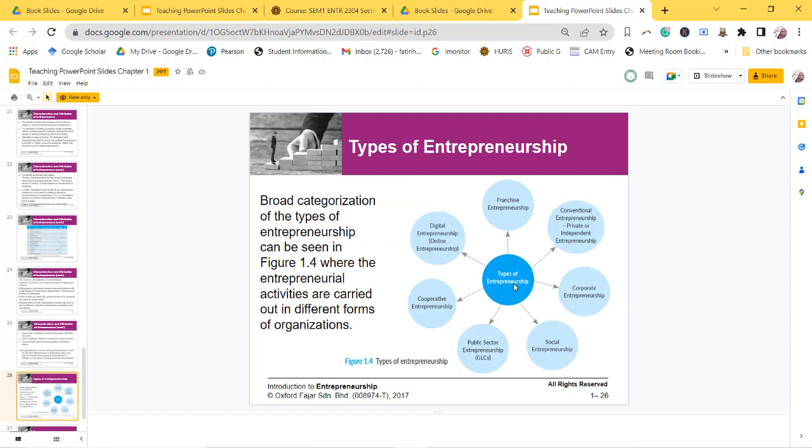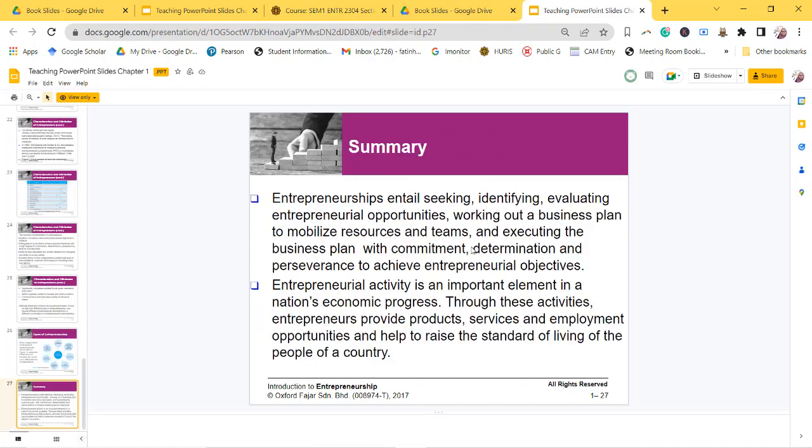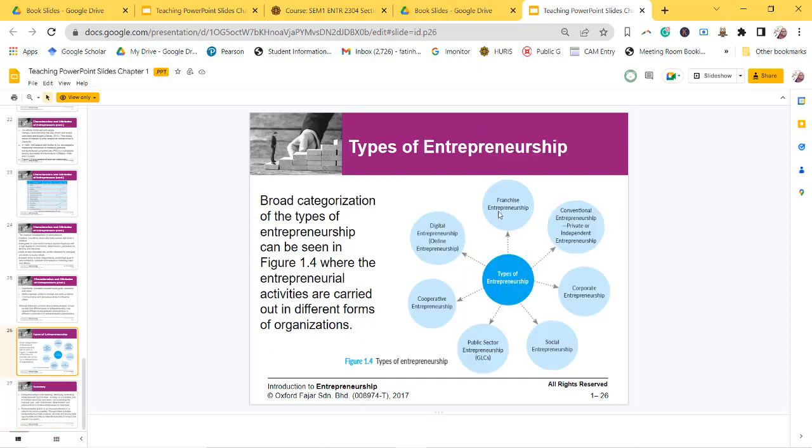Okay, so types of entrepreneurship, we have 1, 2, 3, 4, 5, 6, 7. Okay, franchise entrepreneurship is basically like KFC and McDonald's. They have franchises, okay, all over the world. So that's franchise. Conventional entrepreneurship, private or independent entrepreneurship. This is a small business.